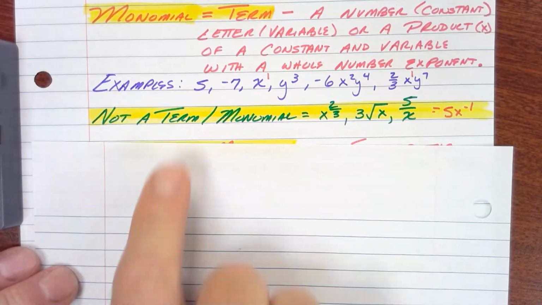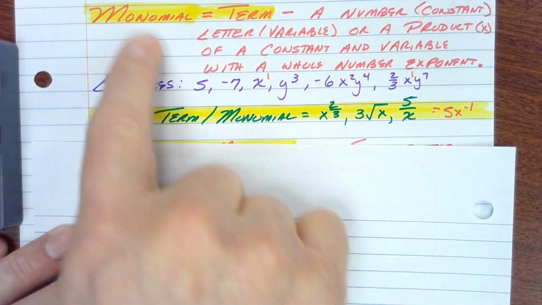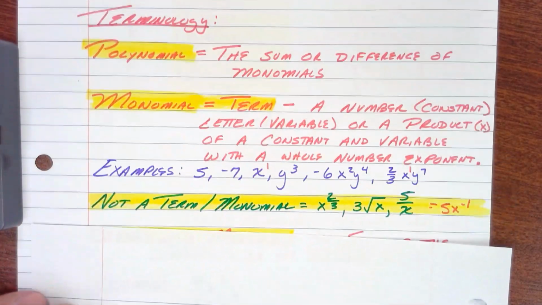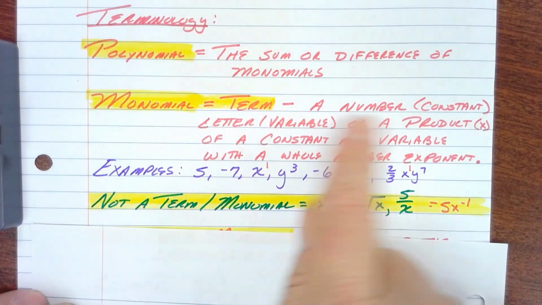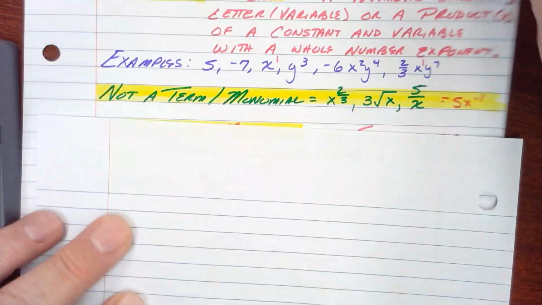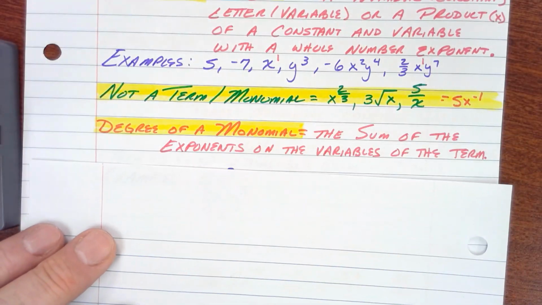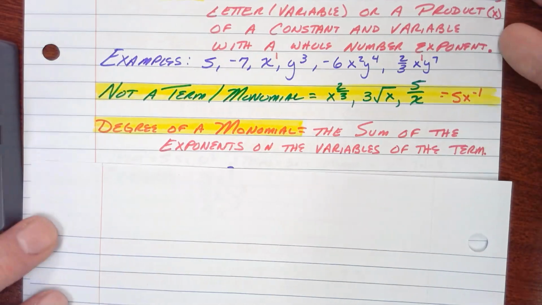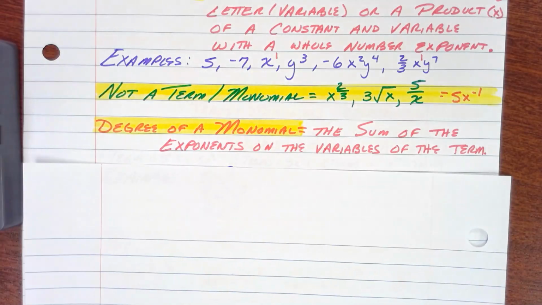Now, the other thing is here, I just kind of threw it in here, a monomial or term. Those are interchangeable words, meaning to describe a number, a variable, or a product of numbers and variables. The degree of a monomial is important to us, and we find that by adding the exponents of the variables of a term.